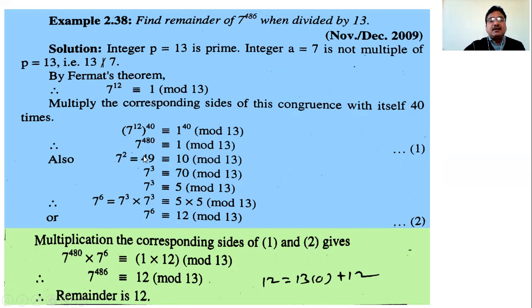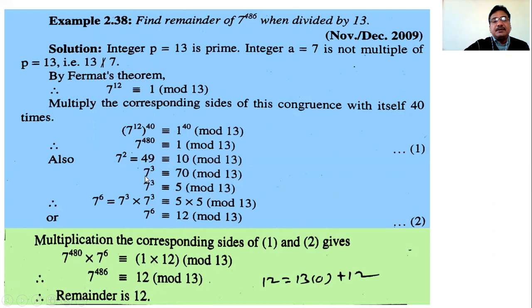And then we now find 7 square. What is 7 square? It is 49. It is congruent to what modulo 13? If we subtract 10 from this 49, we get 39, and 13 divides 39. That is, 13 threes are 39. So fill this blank place: it is 10. Then 7 square is congruent to 10 modulo 13.